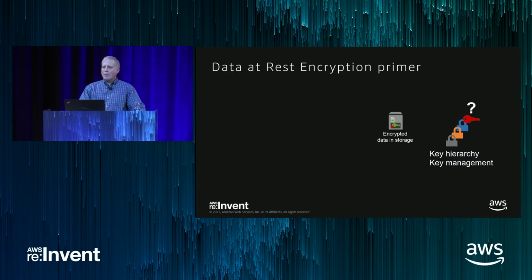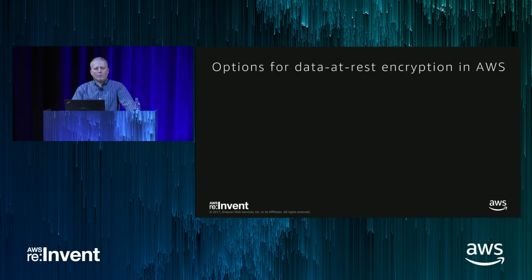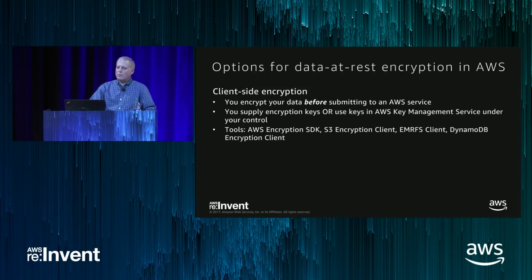Okay? So let me talk a little bit about the options for data at rest encryption today in AWS. And we split them into two categories. The first is client-side encryption. So client-side encryption is the idea that at the point at which your data is, say, generated, made available inside the application, before you're transporting it somewhere, you want to encrypt it.